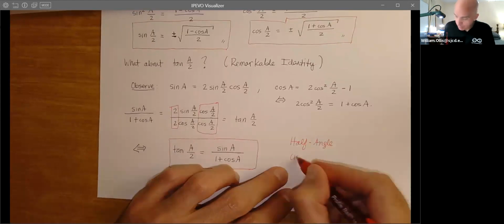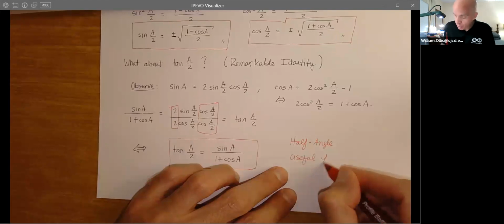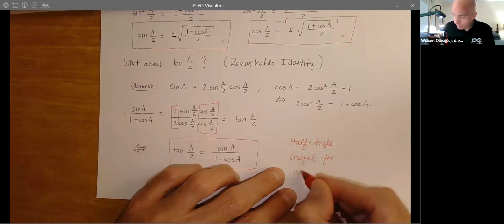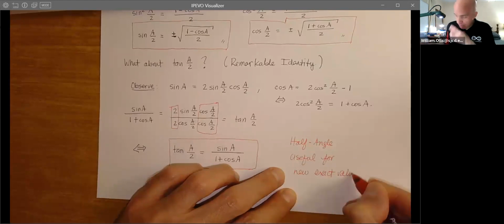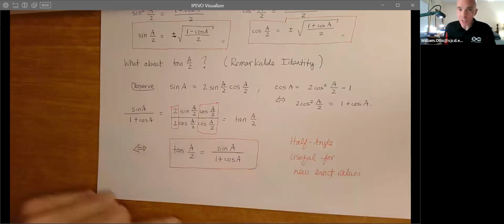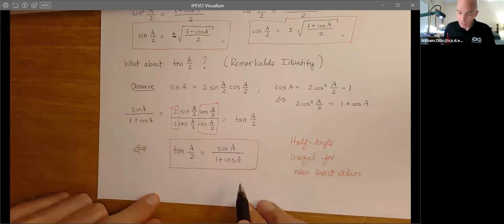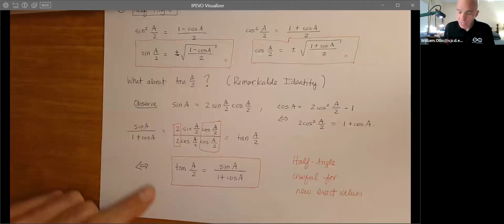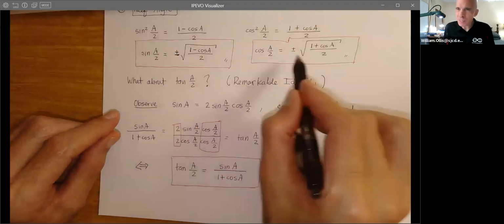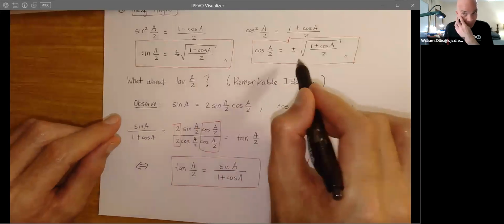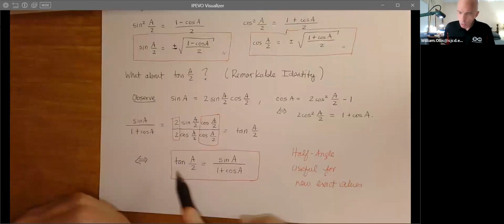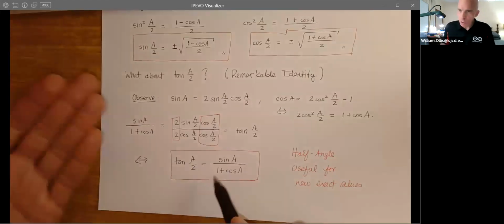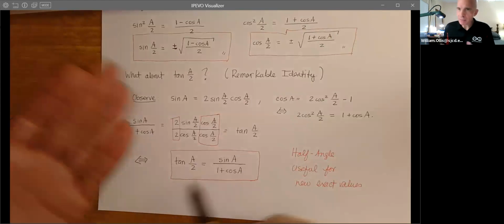useful for new exact values. So the beauty here is that we can get additional information in this particular case. So these formulas here kind of rogue, plus and minus, not the best. Got to work a little harder. But here, no work involved, no plus or minus, direct.